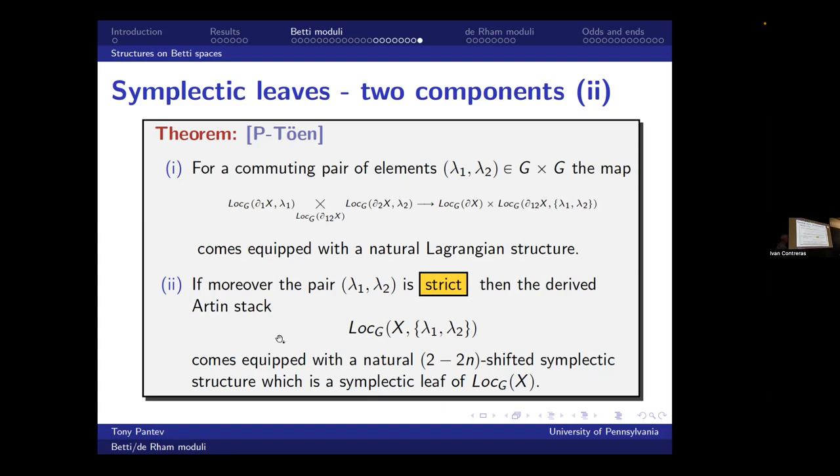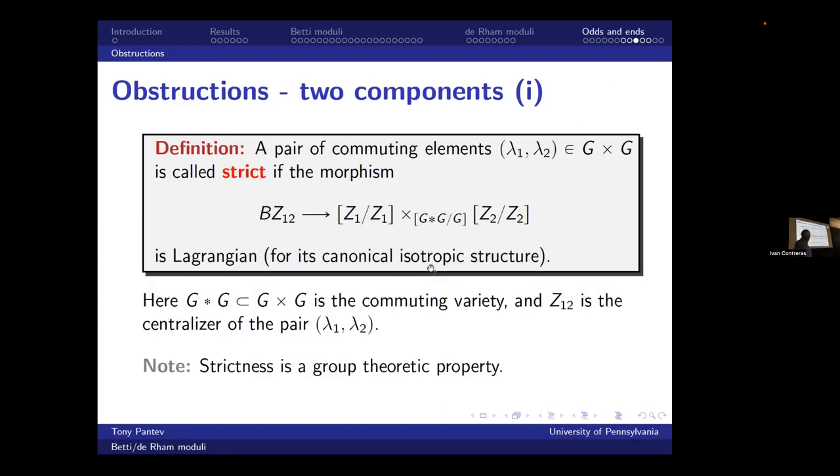So there is some condition on a pair of elements in a group that guarantees that the local systems around the boundary, the local systems on the circle bundles mapping to the local systems on the boundary, are a Lagrangian. And it's a group theoretic condition on a pair of elements in the group. So a pair of commuting elements in a group G is called strict if the map, so here it is written in algebraic geometric language, from the classifying stack of the stabilizer of the pair to the product of the centralizer mod itself for one of them, centralizer mod itself for the other one, over all commuting elements in the group, is Lagrangian.